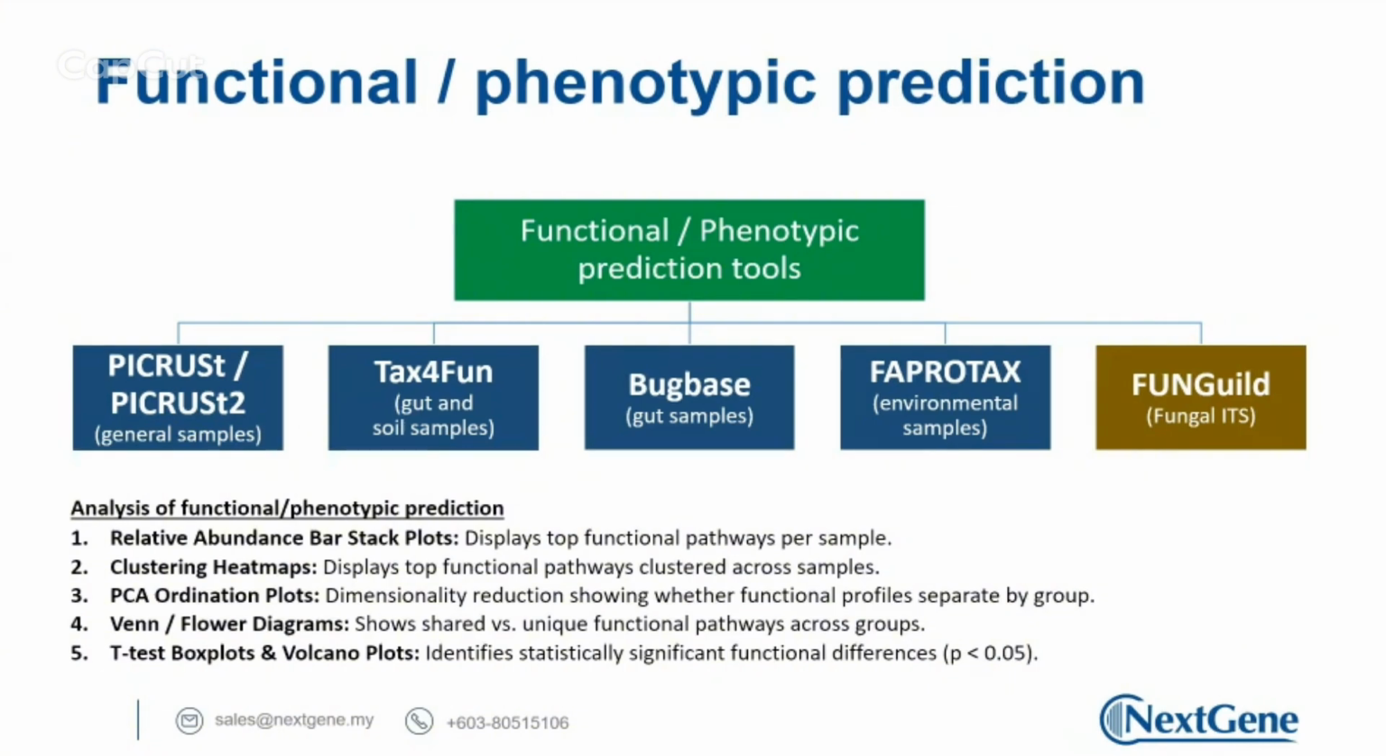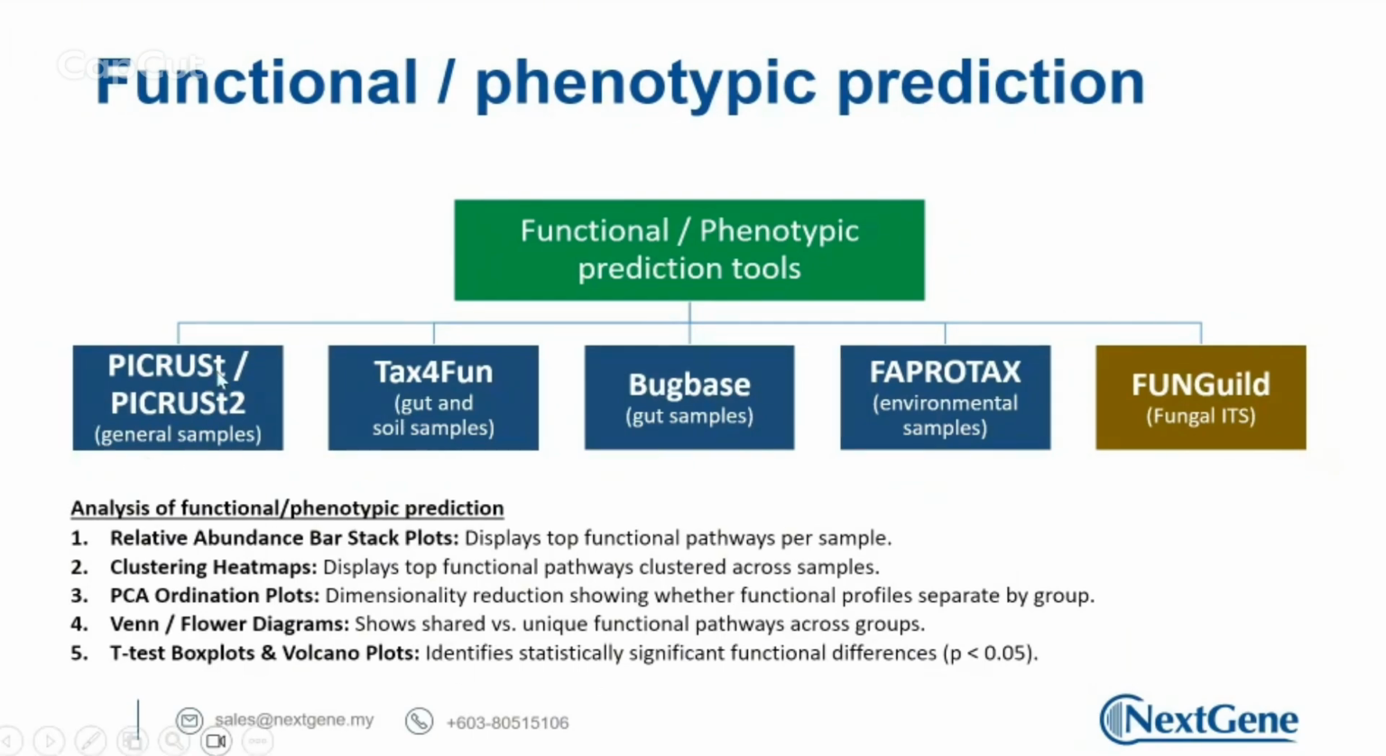So it's up to the researchers to pick the right results to be further analyzed, further interpreted, or further reported in the papers. So for each of these programs, inside the reports, they have actually included the relative abundance bar plots, which display the top functional pathways per sample, and then the heat maps showing what the pathways are across different samples, and then the PCoA, the Venn diagram, and also different plots to show which functions are more represented in certain samples.